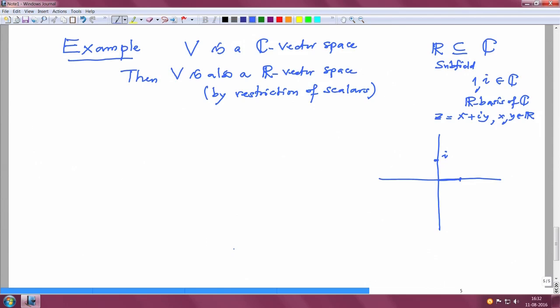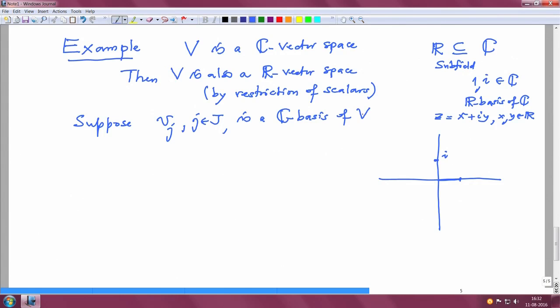Now if you are given a C vector space basis of V, how do we find an R vector space basis of V? This is the problem addressed in this example. So suppose v_j, j in J, is a C basis of V. Now, more than one field is involved, so it will be essential to write what basis and what linear independence we mean.